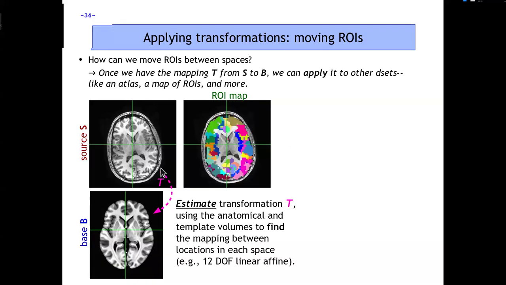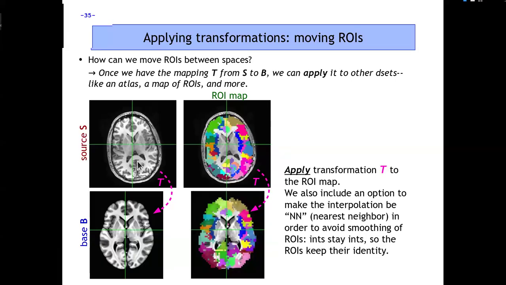So I'm going to estimate a transformation rule that for every voxel in this base data set, where would I pull information from the source? And then I can apply that rule with the correct interpolant to this ROI map. So I estimate the transform and then I can apply it here. And since this is an ROI atlas, I would choose the nearest neighbor interpolant because I don't want to average across things. And so this would be the way this maps over here.